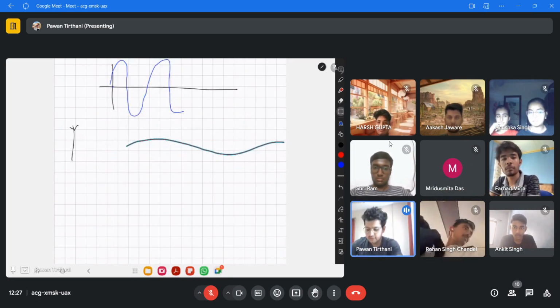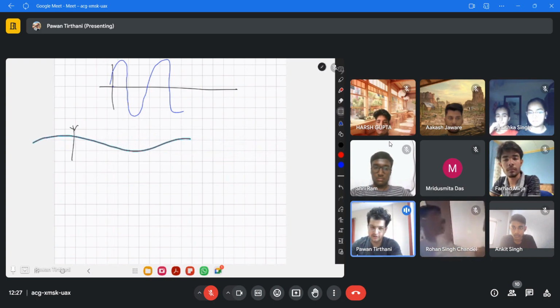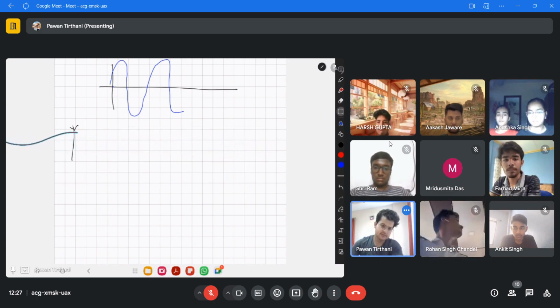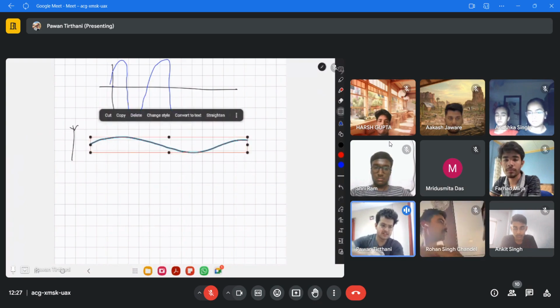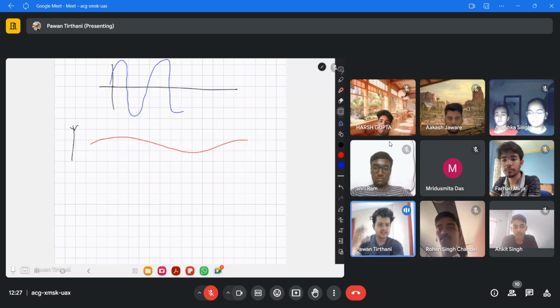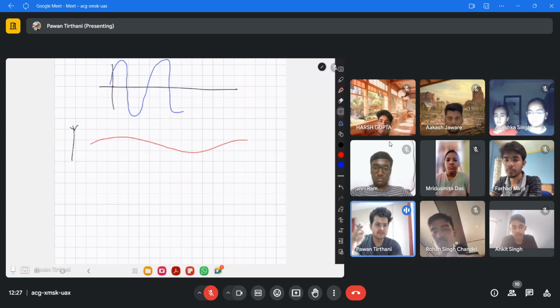But what about this? What if this goes? Do you think it will induce a very good voltage? No, because it is not as positive, not as negative. That is why the strength of a radio wave is important.